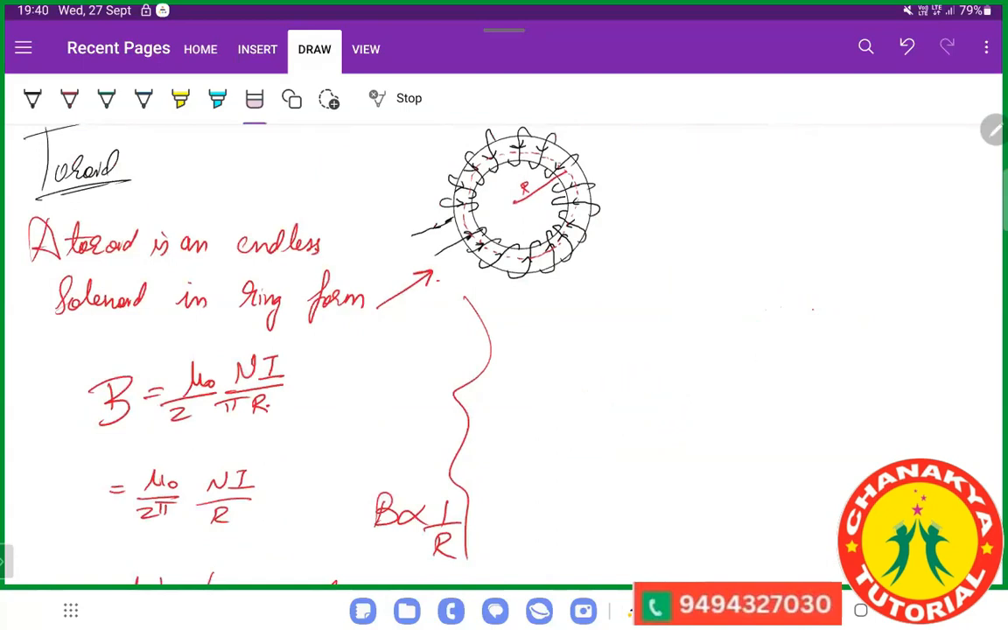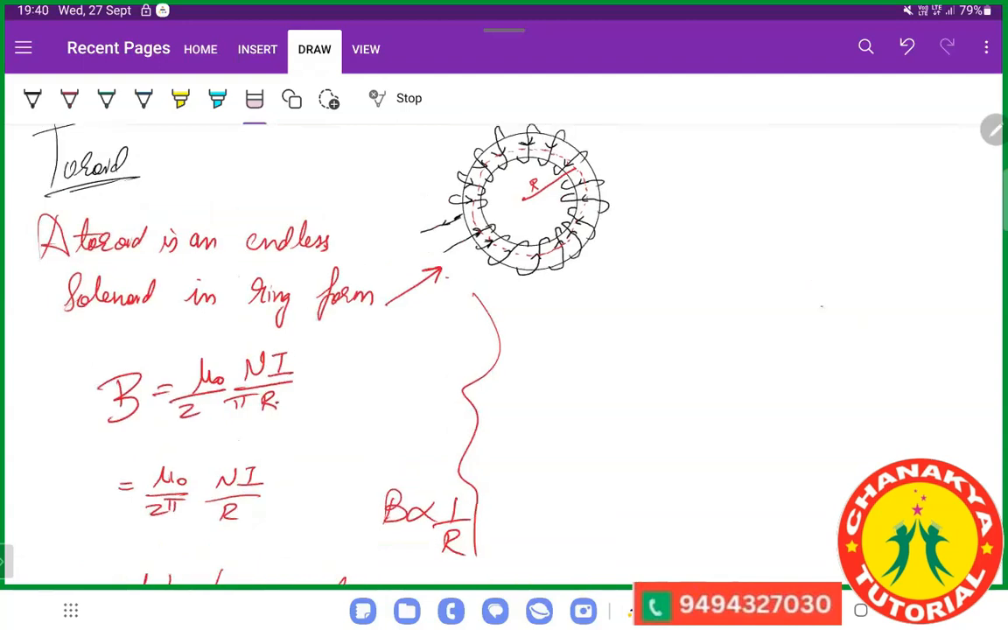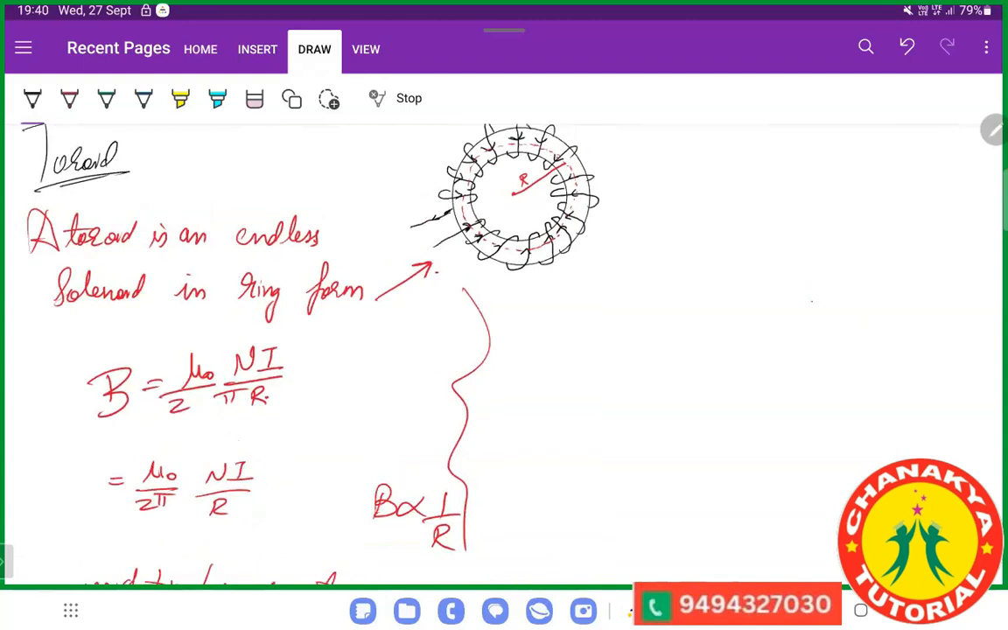So make it this much understanding: a toroid is an endless solenoid, which is in ring form, which has an endless magnetic field here. The magnetic field is more when it is more tightly packed. If these windings are more numerous, it will be tightly packed.